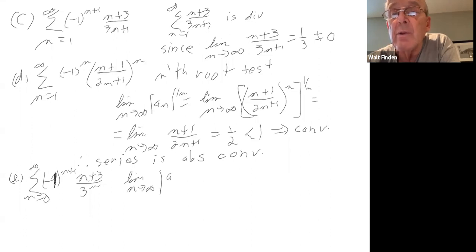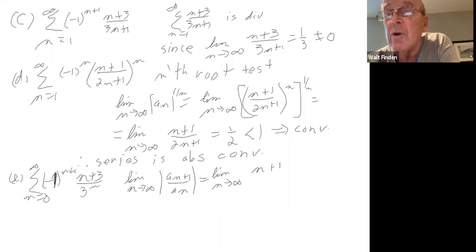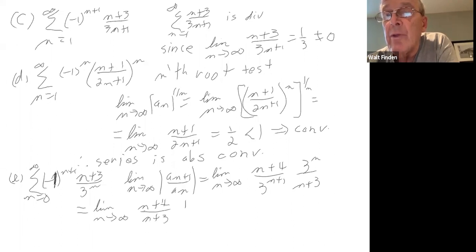And so we have a(n+1) over an. That's equal to the limit as n approaches infinity of (n+4) over 3^(n+1) times the reciprocal, 3^n on the top, n+3 on the bottom. That is the limit as n goes to infinity of (n+4)/(n+3) times 1/3.